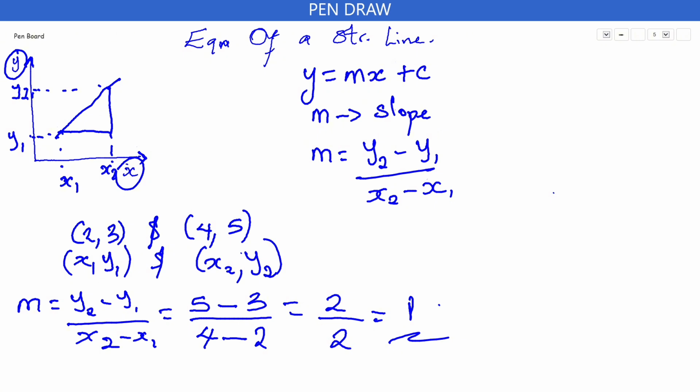After getting the slope, the other thing that we have in this equation is our c. What's this c standing for? The c is the intercept of the y-axis. The intercept.